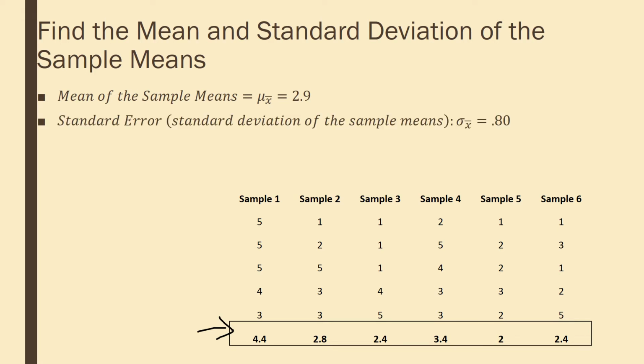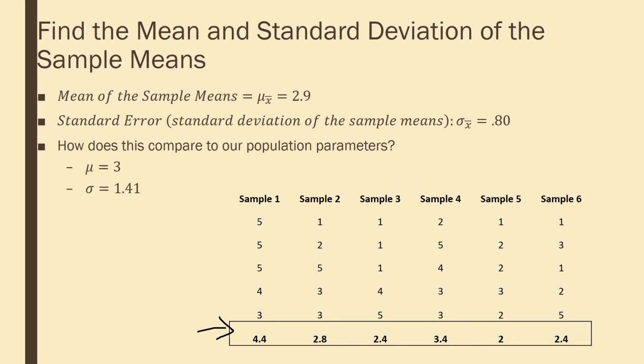And then I also found the standard deviation of these sample means, and that was 0.8. This is called the standard error. The standard error is the standard deviation of the sample means. We're going to denote this with sigma, which is what we usually use for the population standard deviation, but we're going to put a little subscript of x bar by it. So that's the standard error, which is the standard deviation of the sample means. It's 0.80.